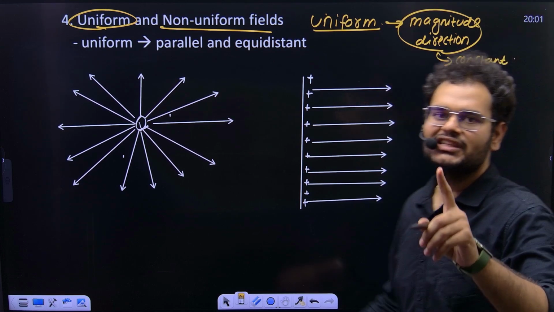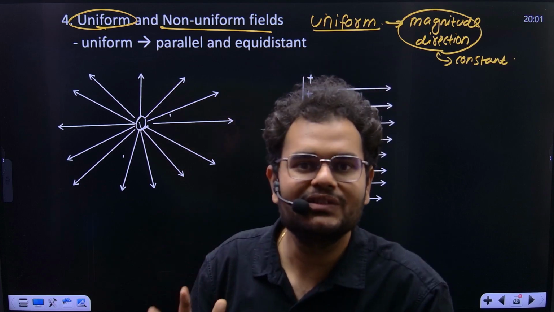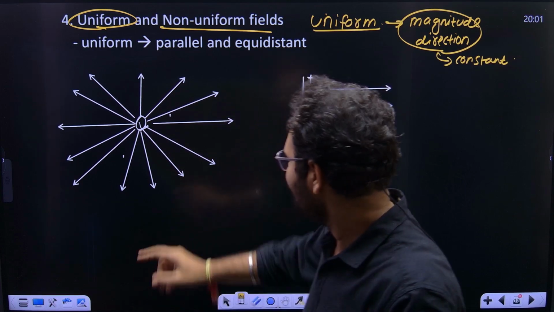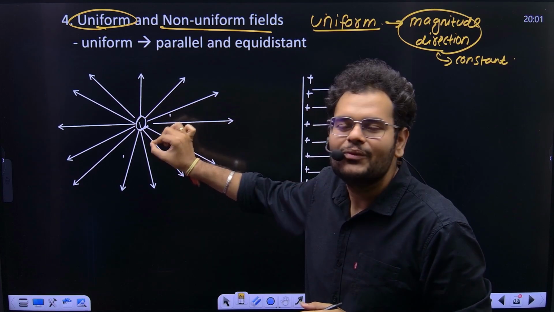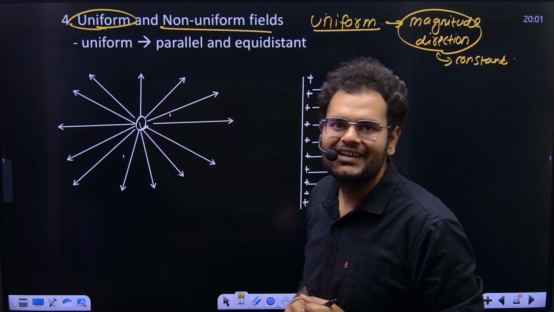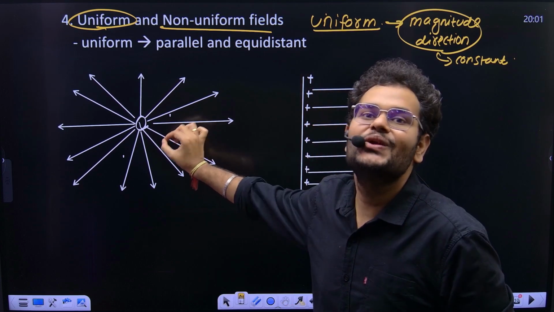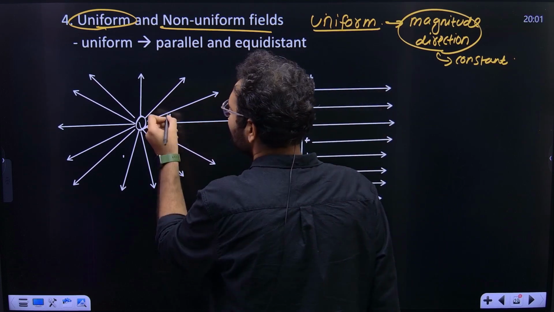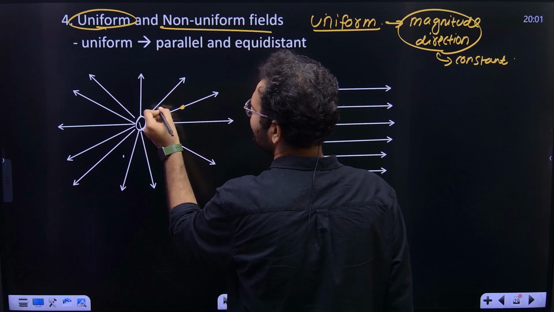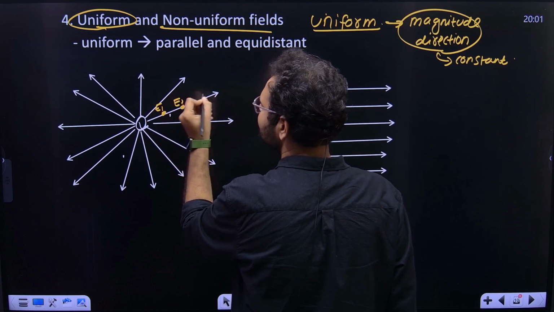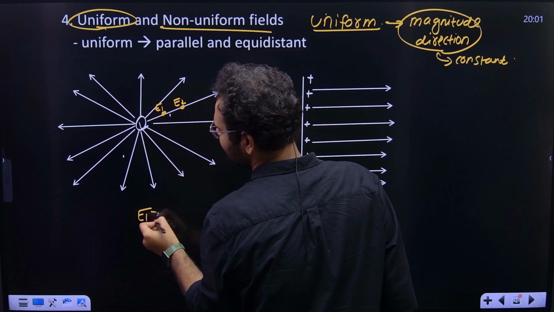If it is constant, then it is a uniform electric field. If it is not constant, it's a non-uniform electric field. You tell me, is this a uniform electric field or a non-uniform electric field? Absolutely, sir, this is a non-uniform electric field. Why? Because if I take 2 points, let us say this is E1 and E2, just now we have discussed E1 is greater than E2.